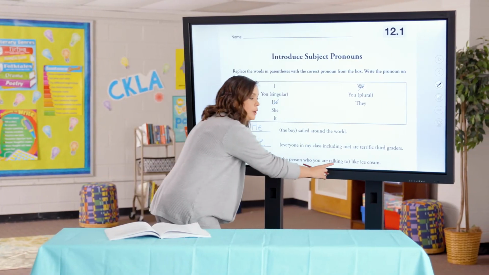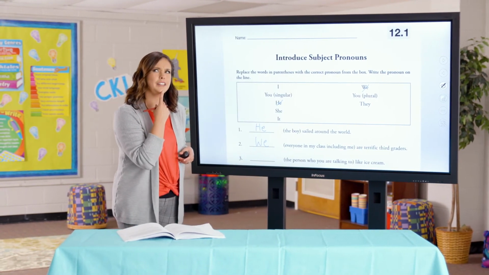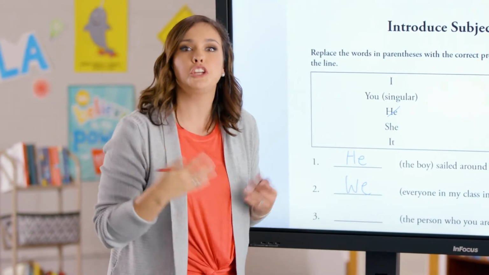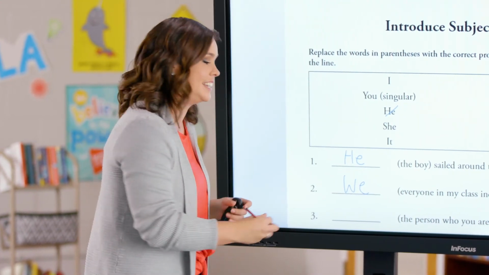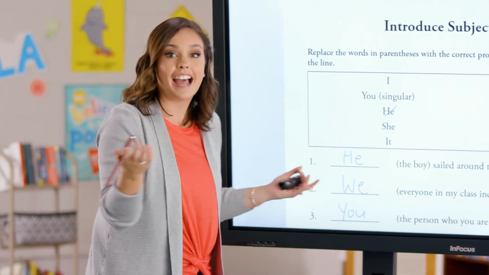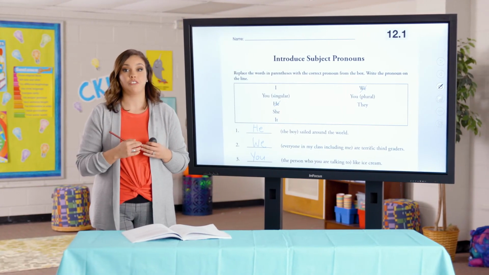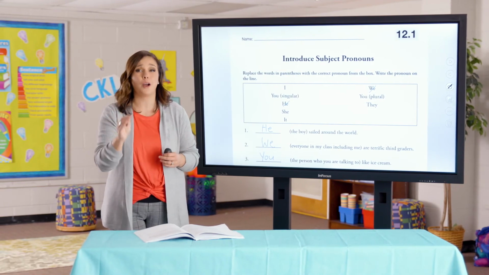The person you are talking to likes ice cream. Who am I talking to? All right, I'm talking to you. That works perfectly in this sentence. You like ice cream. Great job. Feel free to use the rest of the worksheet for extra practice so you can be a pro with pronouns.